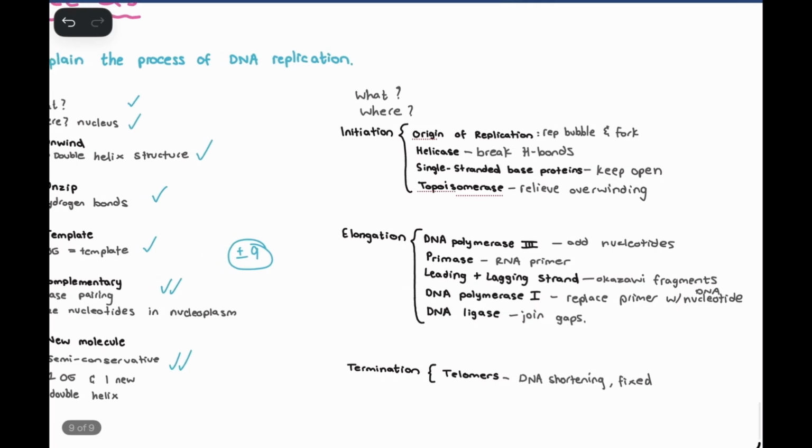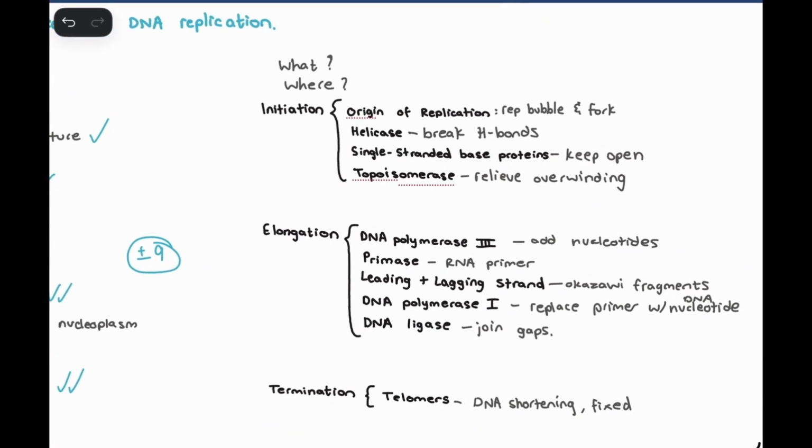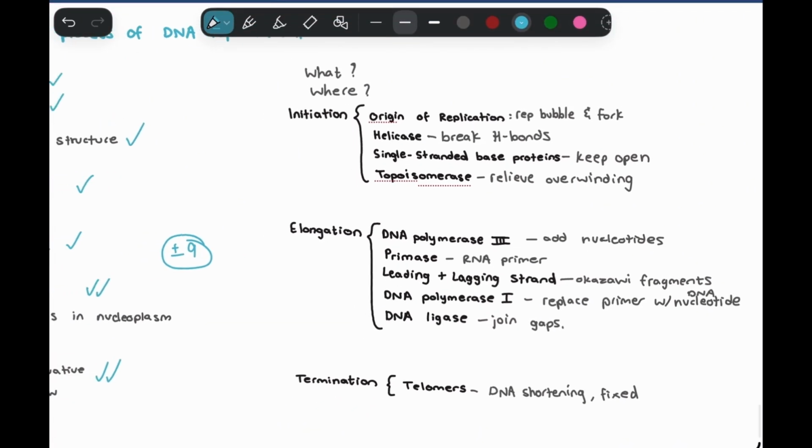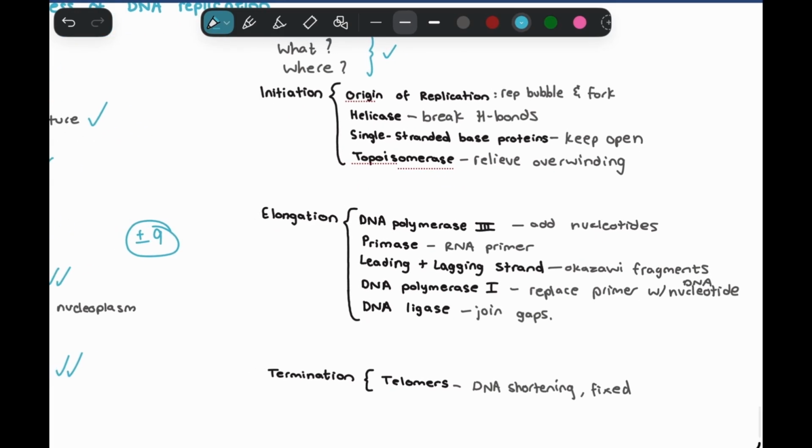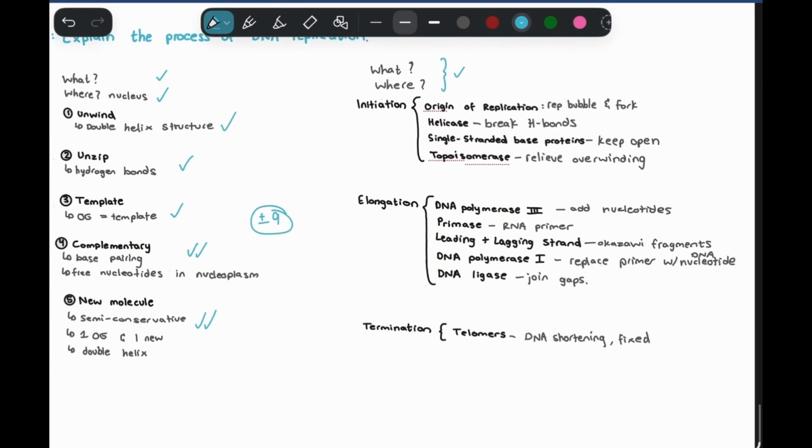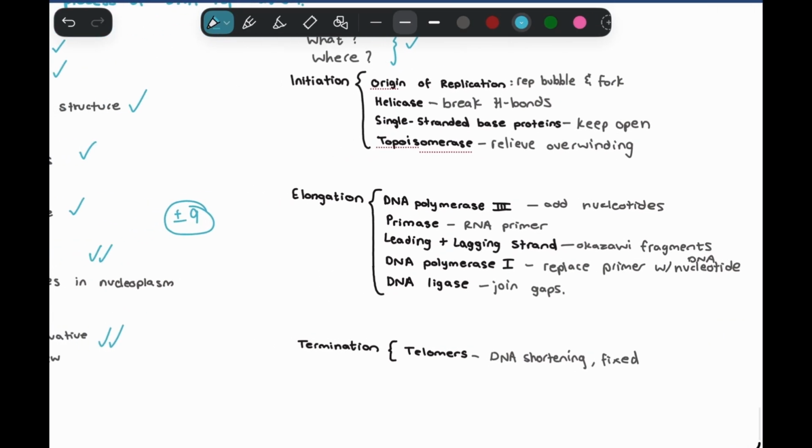Now, for tertiary education, you might have to touch on what and where, which will count as 1 mark together. And then getting into this process, it's good to break it down even more because it gets so complex. So in initiation, you can explain where this happens, the origin of replication, the replication bubble and fork, just to give the scenario where it's happening.